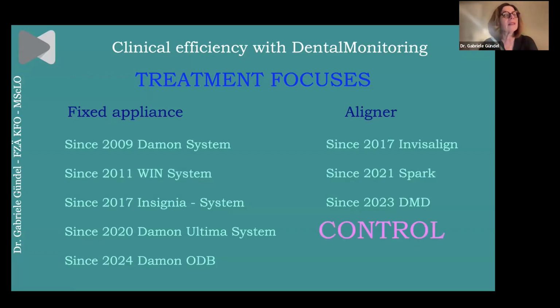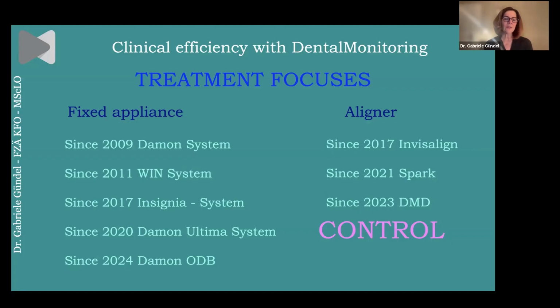Why am I telling this? Because I would like to show you that if it's possible, I like to have control over the treatment progress of my patients. With appliance-supported systems like Insignia, like Damon ODB, like Spark appliances, I have a lot of control. And I need this control.